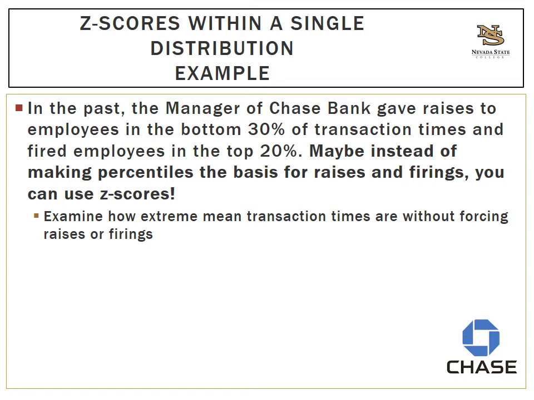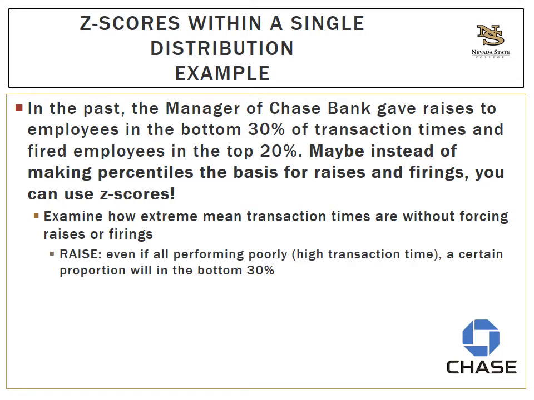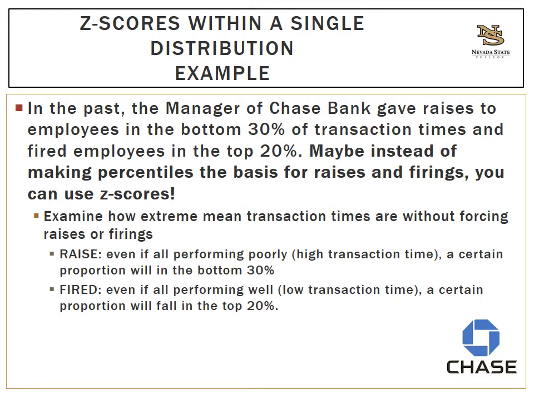Also, maybe if everybody's doing a poor job, you're still giving raises to those in the bottom 30% of transaction times. Even if all are performing poorly, you still are going to give them a raise because you're forcing yourself to. The 30% always gets a raise. And then same thing with the firings. You don't want to force yourself to have to fire people, even if everybody's doing relatively okay.